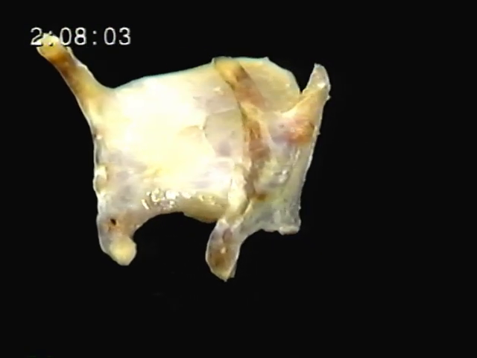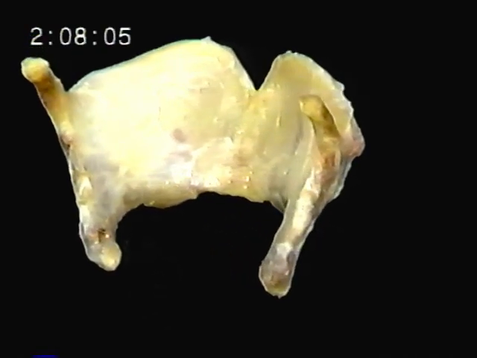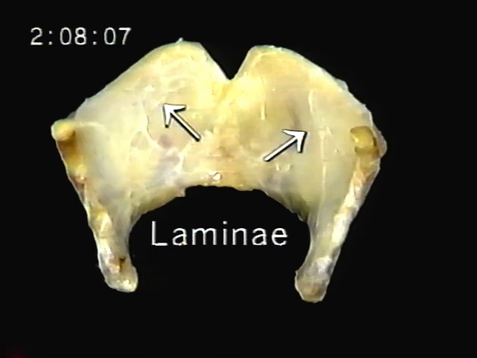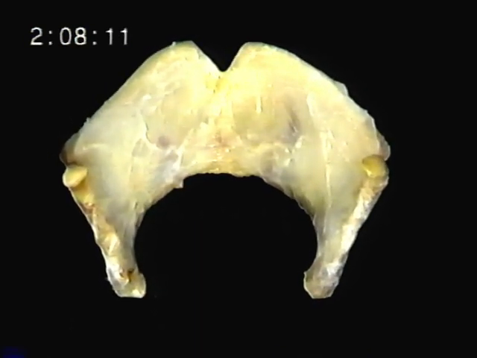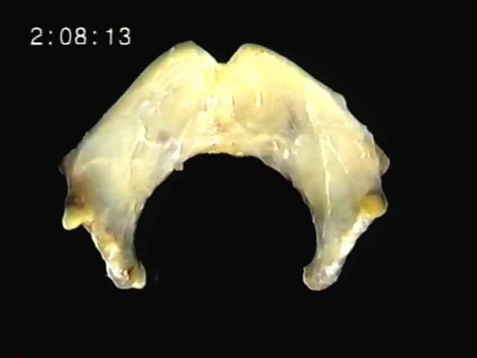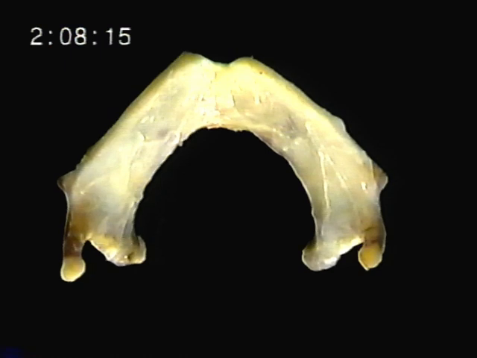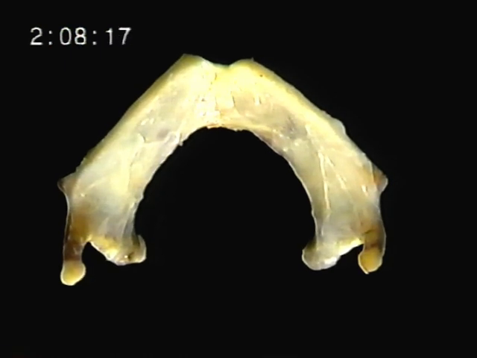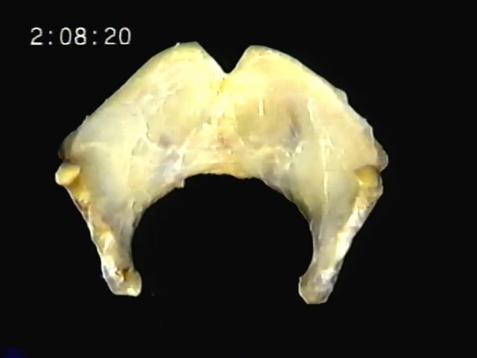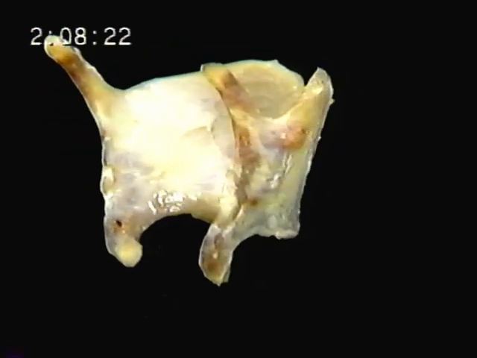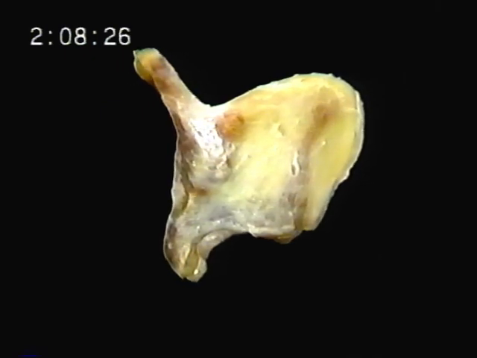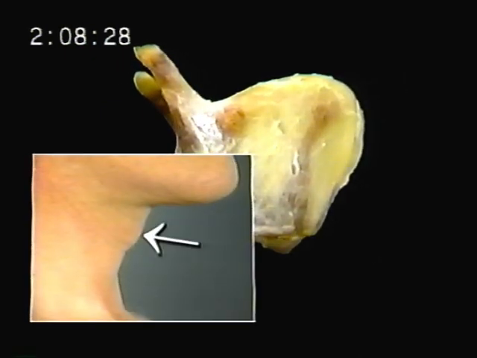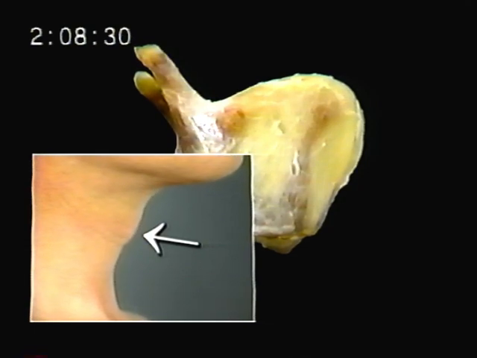The thyroid cartilage consists of two slightly curved plates, the laminae. The laminae are joined together in front. They're widely separated behind. The laminae meet at an angle of 120 degrees in the female, 90 degrees in the male. This is a female specimen. In the male, the thyroid cartilage projects forwards, giving rise to the laryngeal prominence, also known as the Adam's apple.